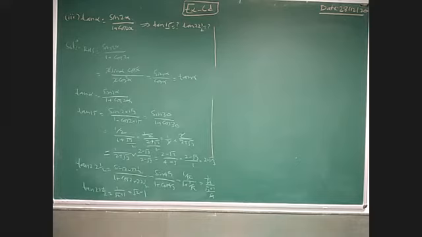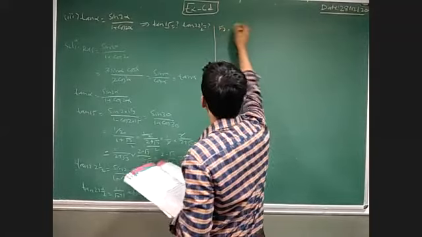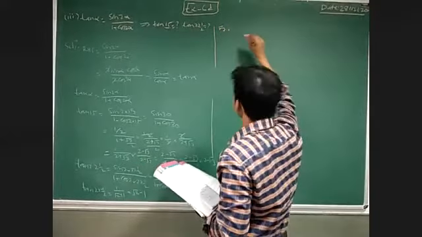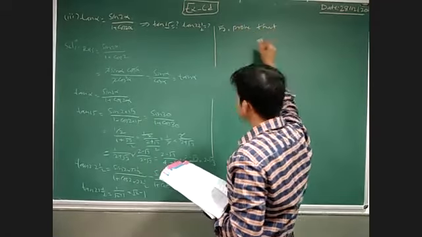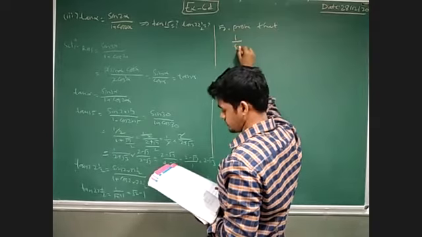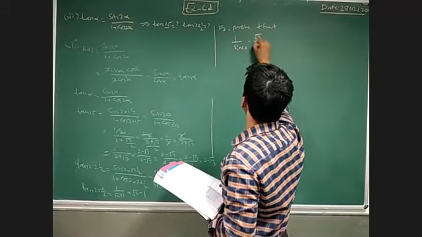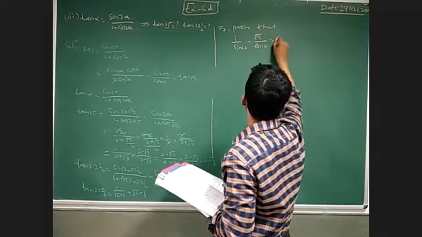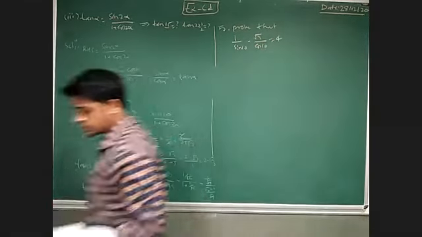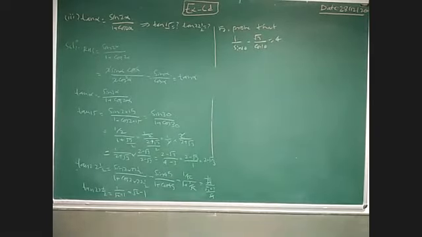Okay, now we are going to see the next question, question number 5. Prove that 1 by sin 10 minus root 3 by cos 10 is equal to 4. This we have to prove.